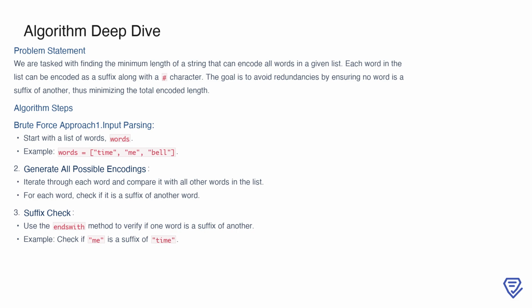To start with a brute force approach, we take the list of words and parse the input. For example, if the input is words equals time, me, bell, we then generate all possible encodings by iterating through each word and comparing it with every other word in the list. During this process, we check whether one word serves as a suffix of another, using Python's endswith method. For instance, we can check if me is a suffix of time. This forms the foundation of our initial brute force solution for the problem.